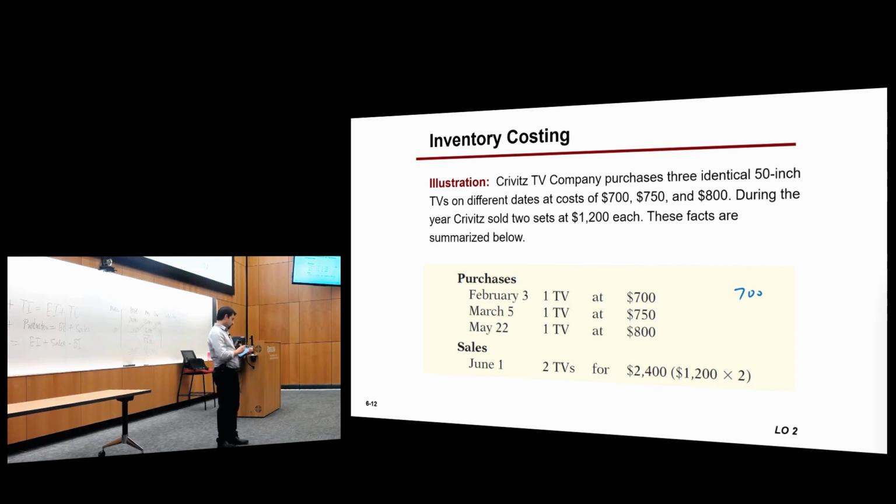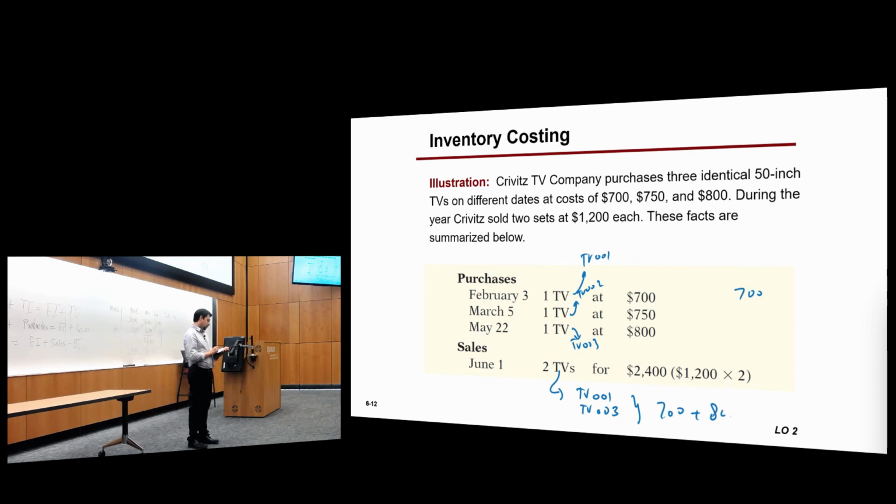There's another way. Oh, actually, I think I know the other way. Yes. You know which TV is worth which. So this would be the specific identification method. In the specific identification method, you would know that this TV had product ID number TV001. This is TV002 and TV003. If you know, for example, that those 2 TVs you sold were TV001 and TV003, then the cost is easy to calculate. It's 700 plus 800.